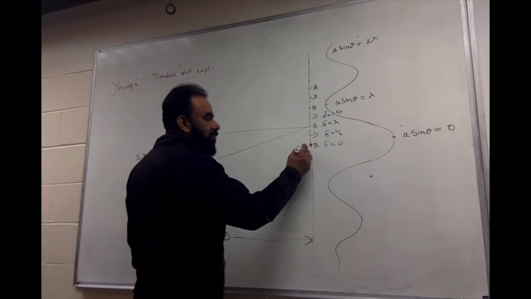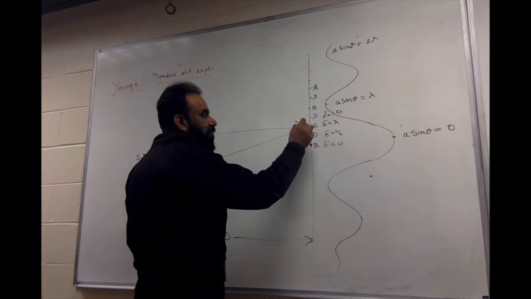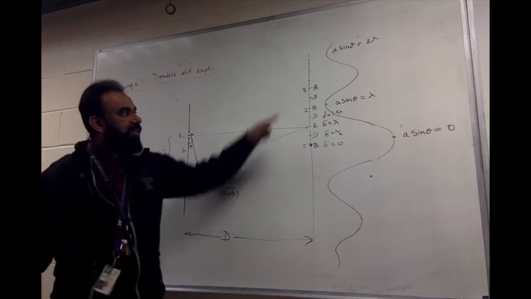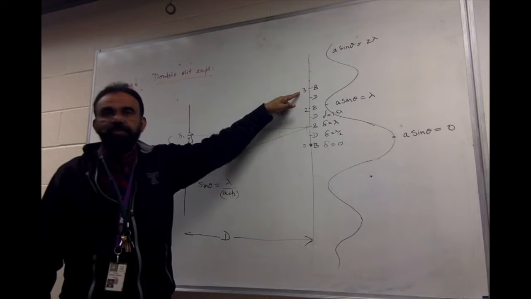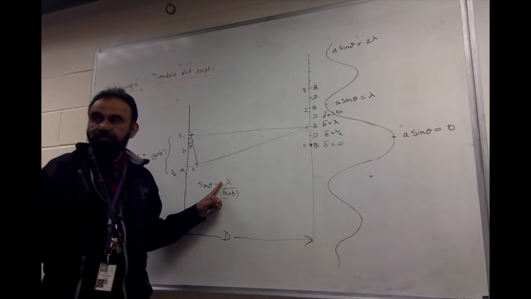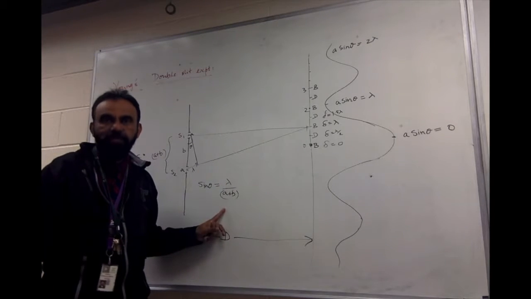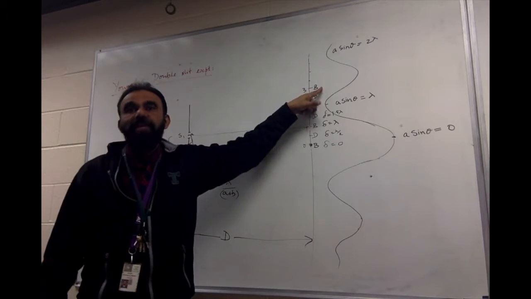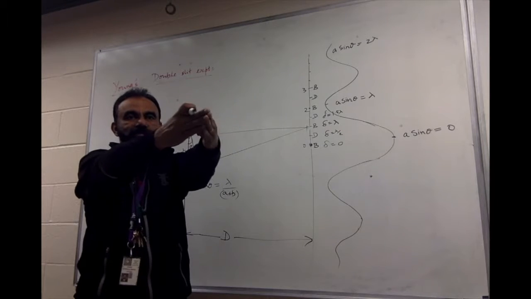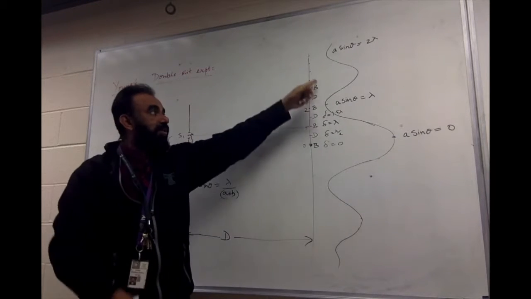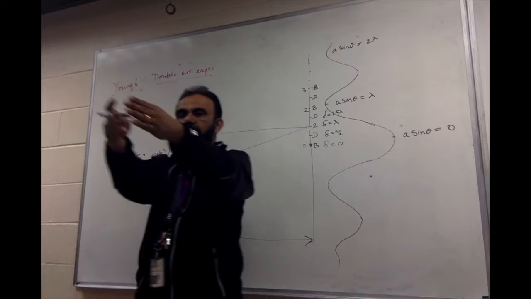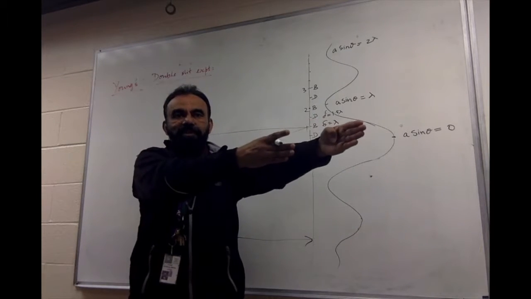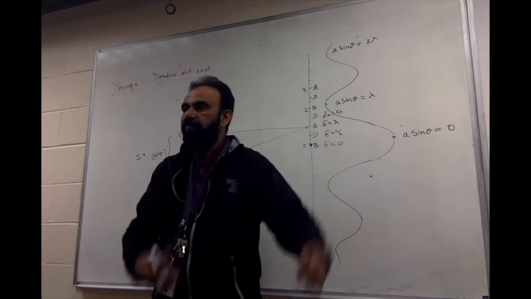So let me call this the 0th brightness. This is the first brightness. That's the second brightness. That's the third brightness. So what's the condition for the third brightness to exist? Sine theta is equal to 3 lambda over a plus b. So the path difference is going to be 3 lambda between these two rays. 3 lambda path difference will cause that. So it will be 0 right in the middle, dark, bright, dark, bright, dark, bright, depending on the path difference.